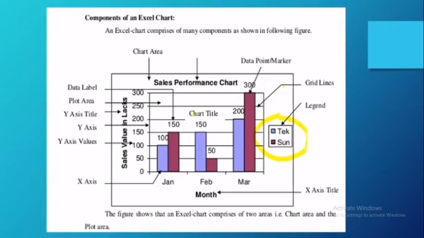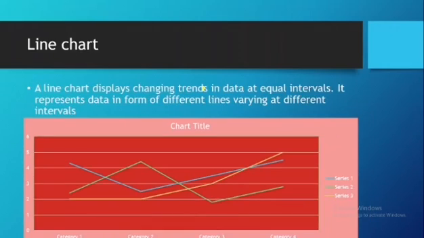And here there is a small mistake in the diagram. The chart title is written over here, but actually it should be written at this place, over here. The title given to the chart is known as the chart title. Okay, so I hope this is clear to you. So we were on the line chart.